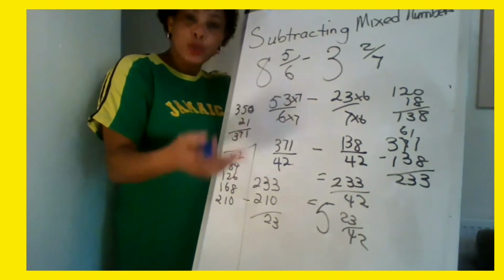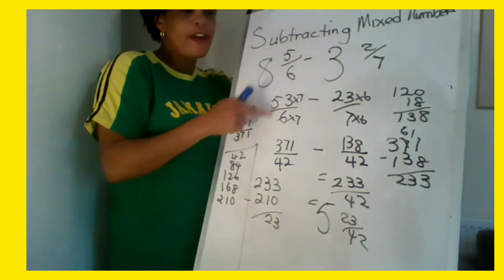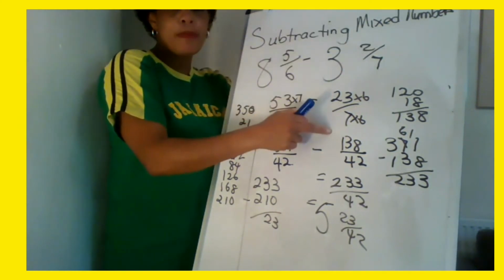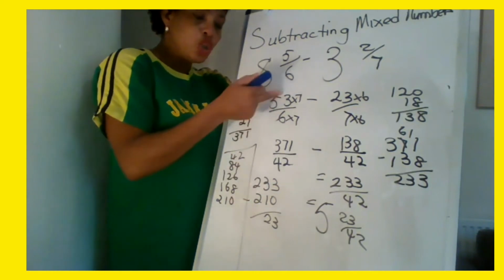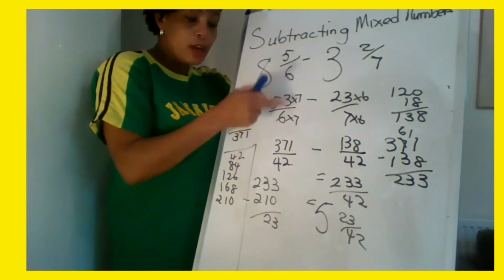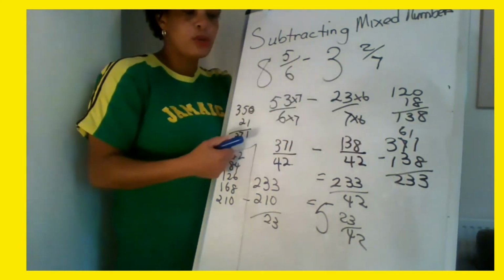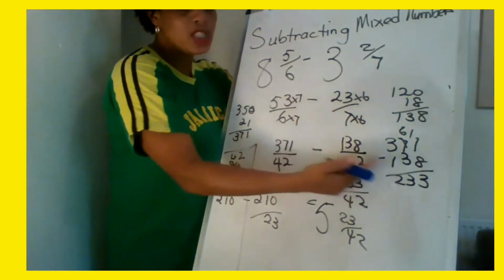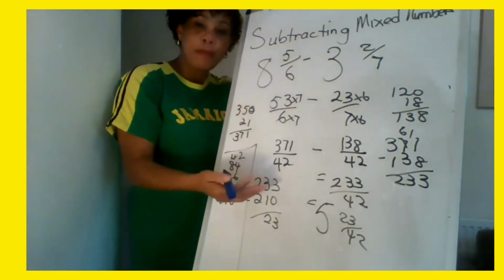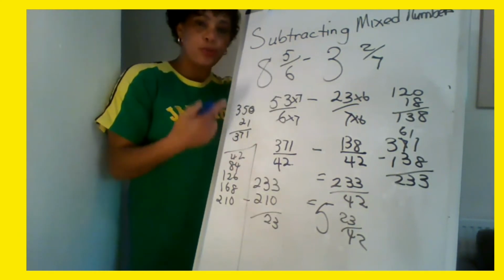So again, using this method, first thing you do, change mixed number to improper fraction, find the lowest common multiple, change them to an equivalent fraction, subtract as normal, but when you reach this stage, if it's an improper fraction, you change it back to a mixed number. Let's look at one more question.